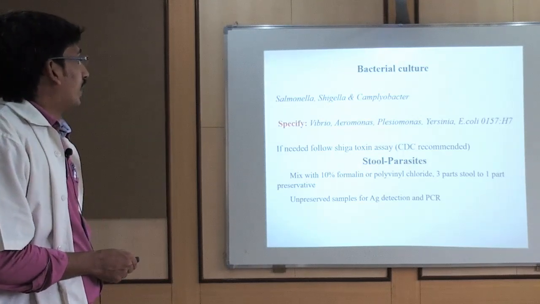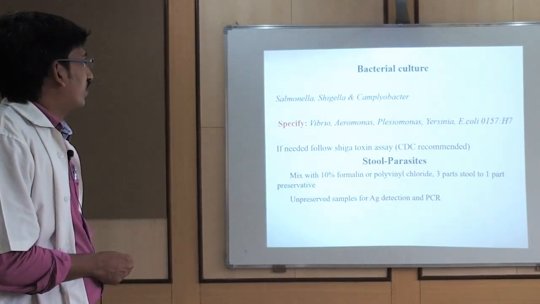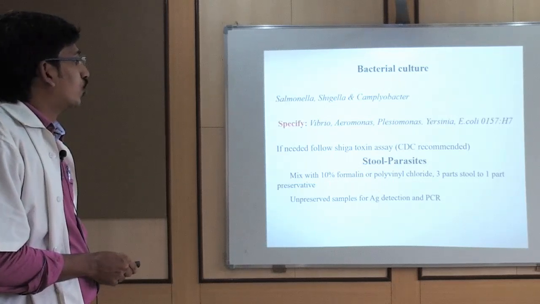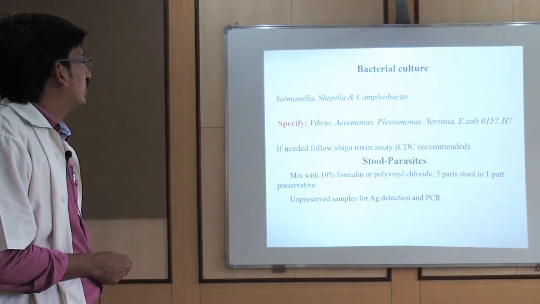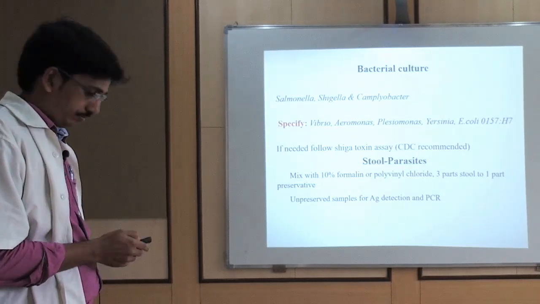And coming to stool for parasites, you have to take 3 parts of stool sample to 1 part of preservative, mostly using 10% formalin or polyvinyl alcohol. Okay, the unpreserved sample is for antigen detection and PCR. The preserved sample is not suitable for PCR and antigen detection.